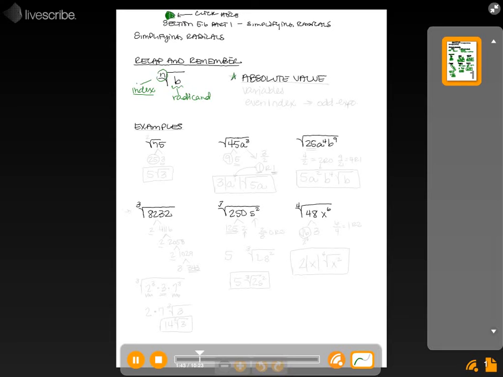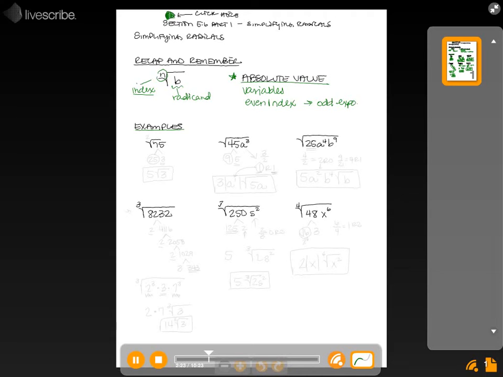The other important thing you need to remember is absolute values. And you only need absolute values on variables when you start with an even index, and when you get your answer, you have an odd exponent. Okay? That's when you need to put absolute values around that particular variable. When you start with an even index, you have an even index for the problem, and the exponent on your answer is odd.